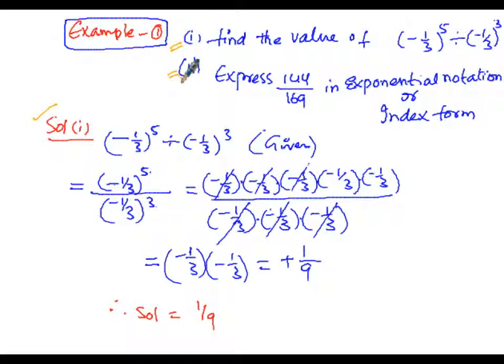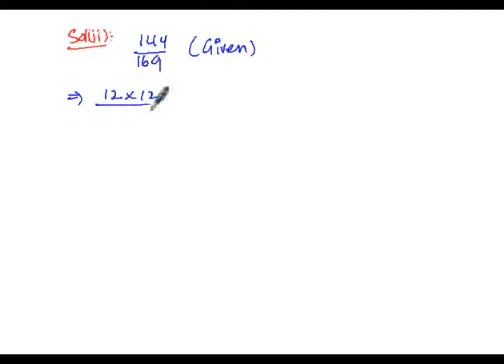Now in the second solution, solution number 2, we have to express 144 divided by 169 in exponential notation. So 144 can be written as 12 into 12, its value is 144. Similarly 169 can be written as 13 into 13. 12 into 12 is 144 and 13 into 13 is 169.